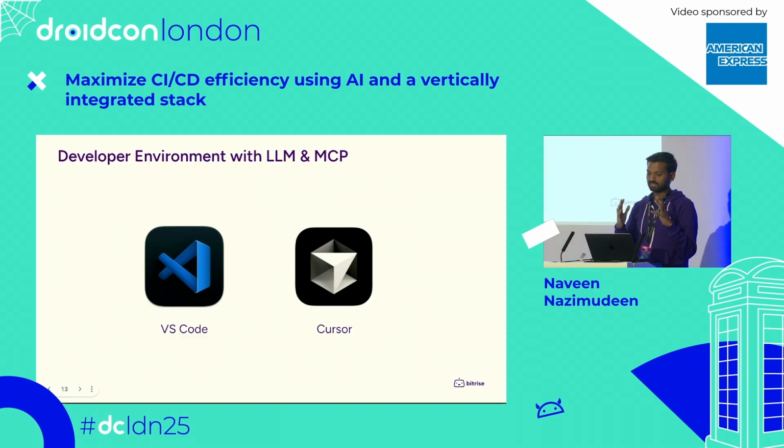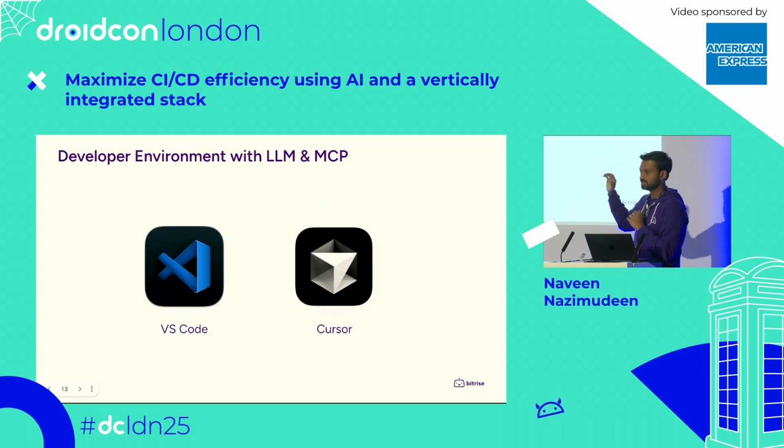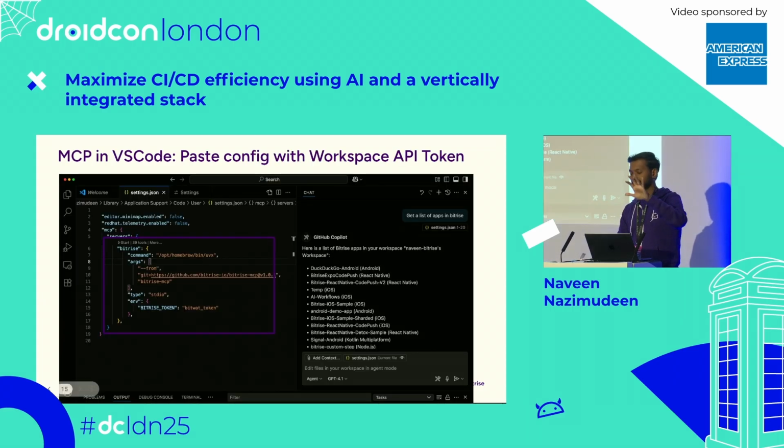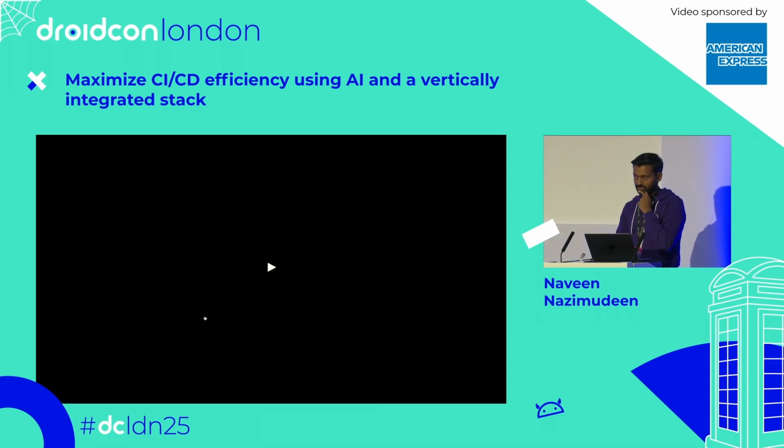Now, what's the third part of it? Developer environment with LLM and MCP. So I've played around with VS Code and Cursor here. There are more IDEs with the same integration. Bitrise has an MCP server, so do others. What MCP servers allow is to make it easier for LLMs to do remote tool calls, and it helps discover those tools. So setting that up is very simple in VS Code, just a small JSON with the API token. And I want to show you a use case of solving the same issue that you saw on Bitrise, but this time using an IDE and without having to leave the IDE at all.